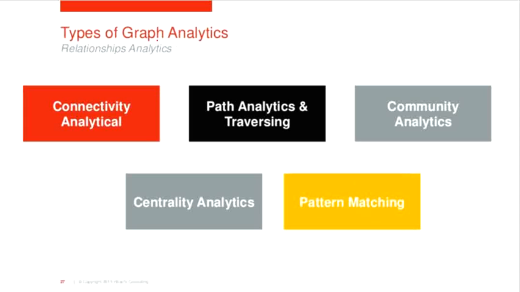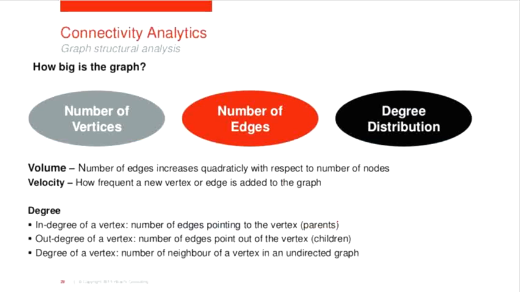There are numerous types of graph analytics which we will be looking at. These are basically differentiated based on what sort of relationship analysis we are doing. So we can have connectivity analysis, path analysis and traversing, community analysis, centrality analysis, and pattern matching. Now let's look at each one of these in detail. The first one is the connectivity analysis.